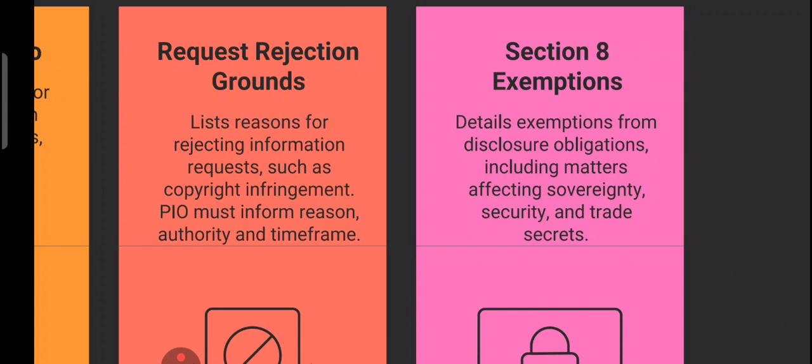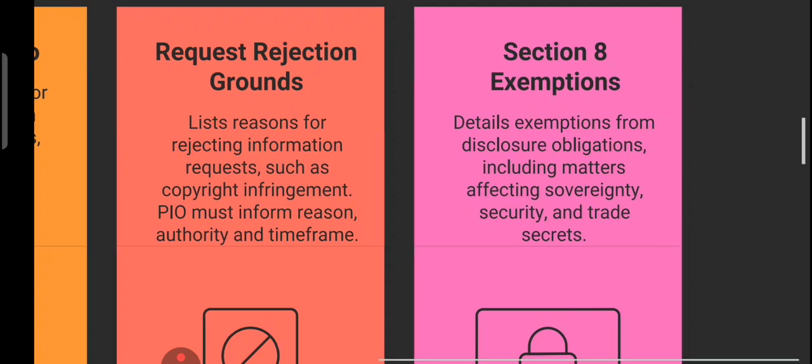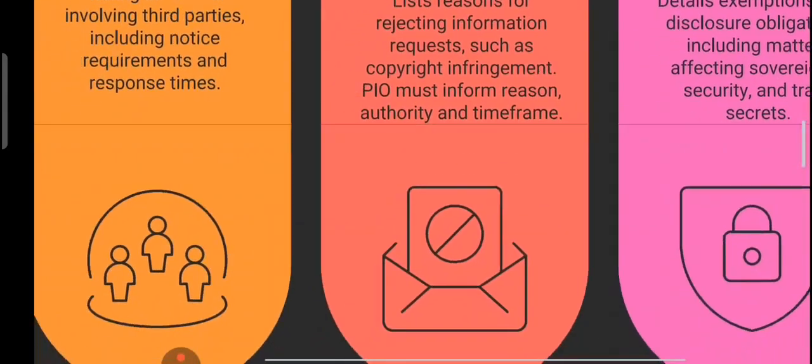And then we have section 8 exemption. Some information is off limits under the law. This includes matters of national security, sensitive trade data, or anything that can harm the national interest. So these are exemptions. So RTI empowers you with access to public authority, basically, but with fair rules to ensure privacy and security for all. So that is what section 8 is all about.